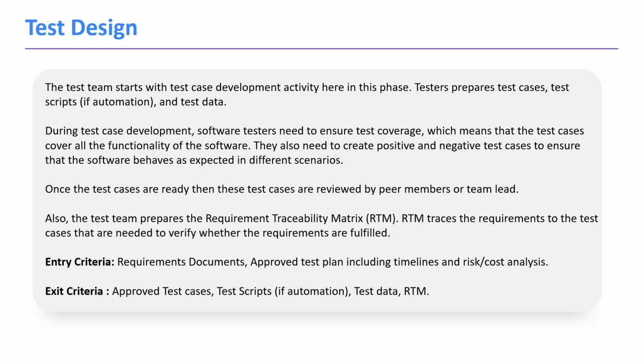Entry criteria for the design phase are the requirement documents and the approved test plan, including the timeline and risk cost analysis, which is from the previous phase. Exit criteria from the design phase are an approved test case document, test scripts if automation is there, test data, and the requirement traceability matrix.